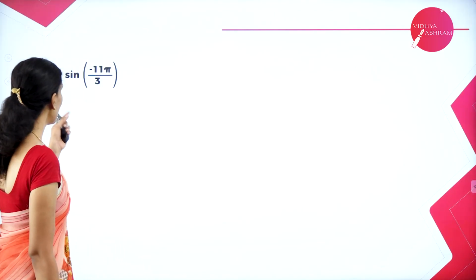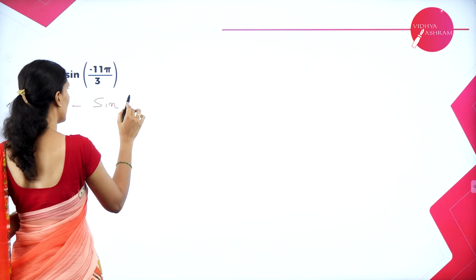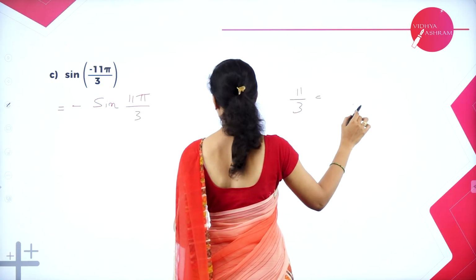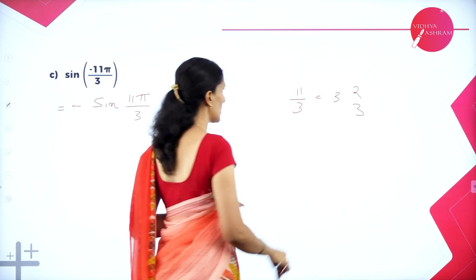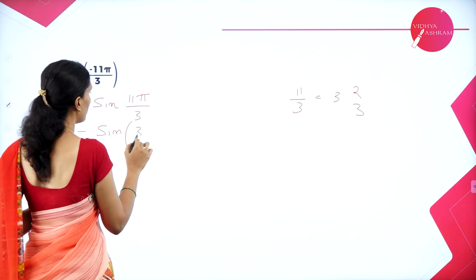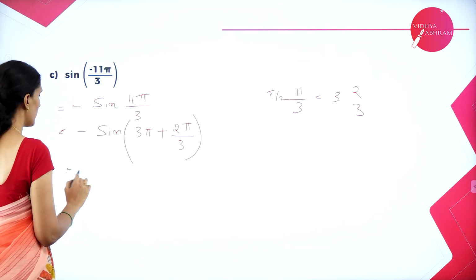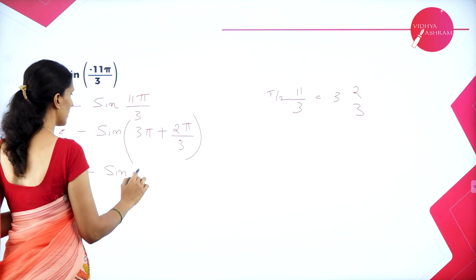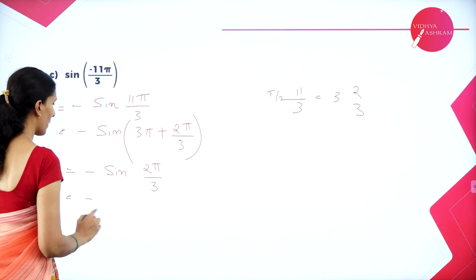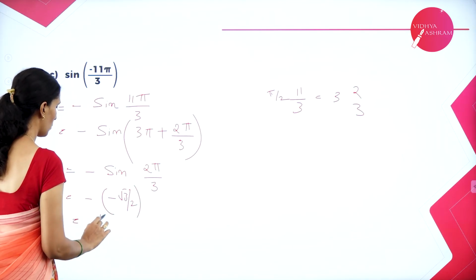Next, minus 11 pi by 3. So I'll write it as minus sine 11 pi by 3. If you have 11 by 3, you can write it as 3 threes are 9, plus 2, which is 11. So you can write this as minus sine of 3 pi plus 2 pi by 3. So this is minus sine 2 pi by 3. The value of sine 2 pi by 3 is root 3 by 2, so the answer is minus root 3 by 2.